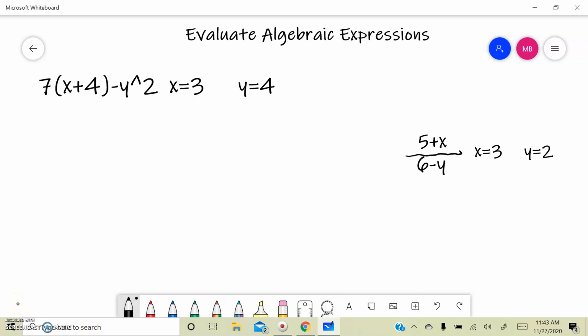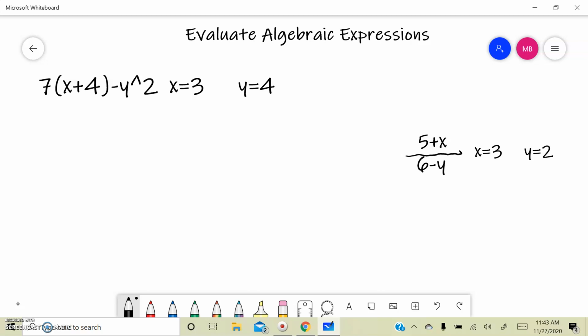So today we're going to be discussing evaluating algebraic expressions. What you need to remember about expressions is you can't solve them. Unlike an equation, there is no equal sign in the actual expression, so there's nothing to actually solve for. You can only evaluate and simplify.